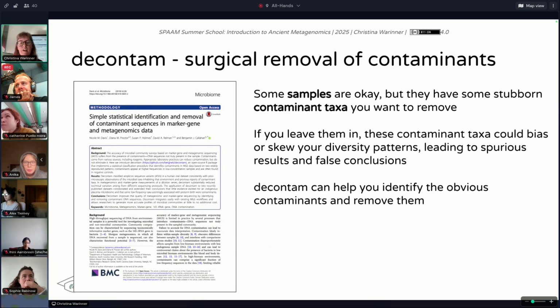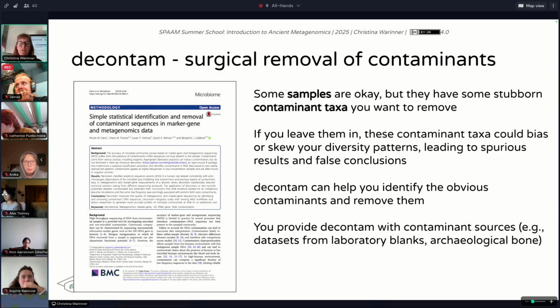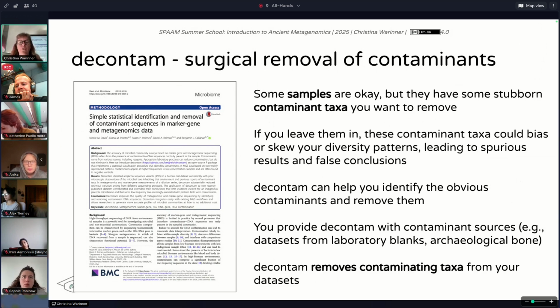Decontam can help you identify the obvious contaminants and remove them. What you do is you provide this tool with your contaminant sources, for example, your data sets from your laboratory blanks or your archaeological bone, and it will go through and remove contaminating taxa from your data set. It actually works really well.